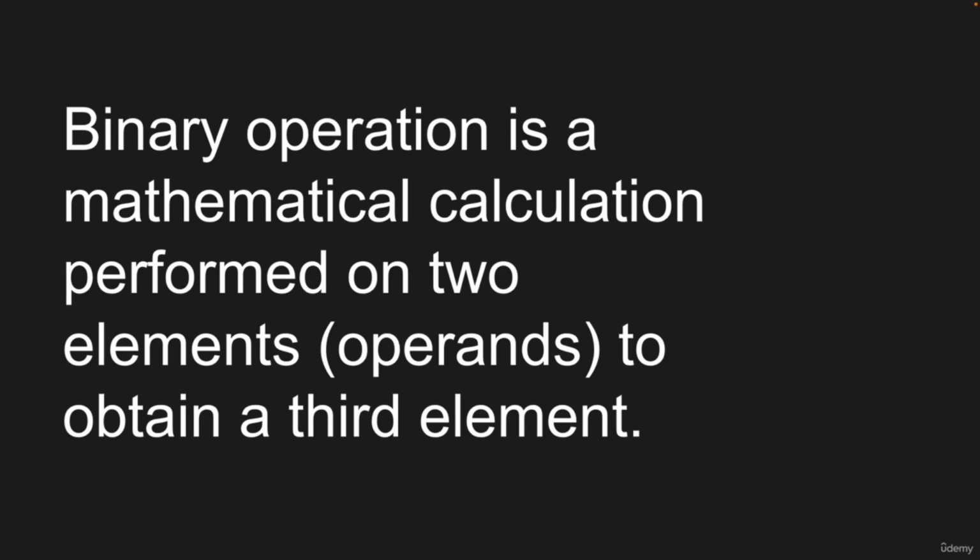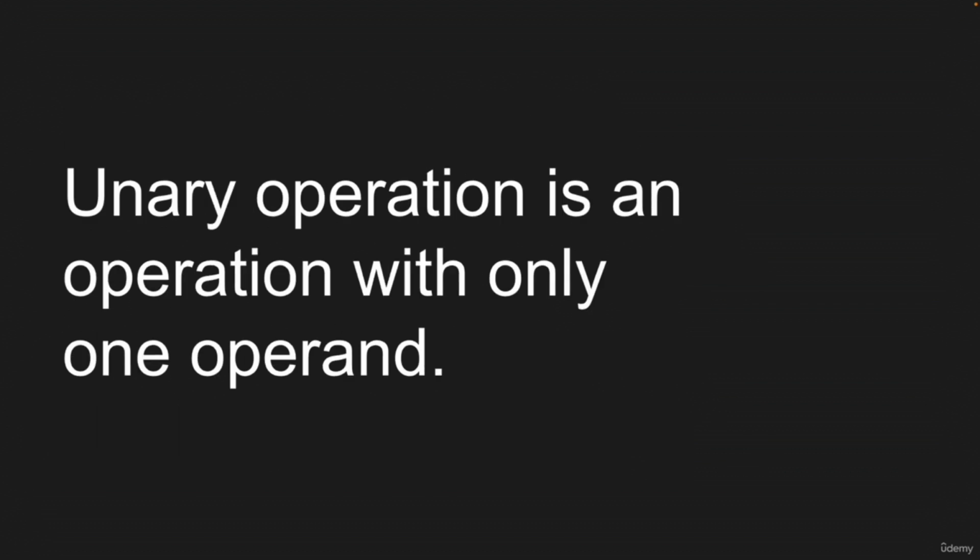So I'm going to be going over operations. What is a binary operation? It's a mathematical calculation performed on 2 elements or operands, like you learned in arithmetic operators, to obtain a third element. In basic terms, a binary operation is just an operation with 2 operands or 2 numbers. A unary operation is an operation with only 1 operand. It's like a binary operation, except with 1 operand instead of 2.